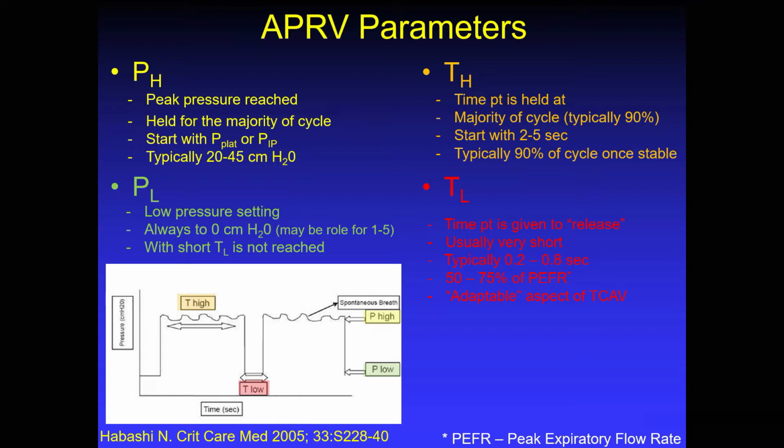T low is very short and is typically somewhere in the range of 50 to 75% of peak expiratory flow rate. It's truncated at that point in order to prevent de-recruitment, which occurs if you leave the patient at the low pressure for too long. And the setting of T low, for me, gets a little bit complicated, and we'll spend a fair amount of time on that later in the lecture.